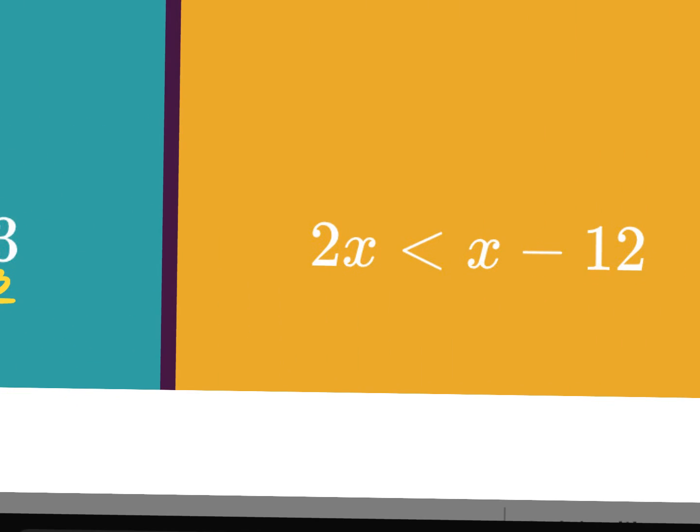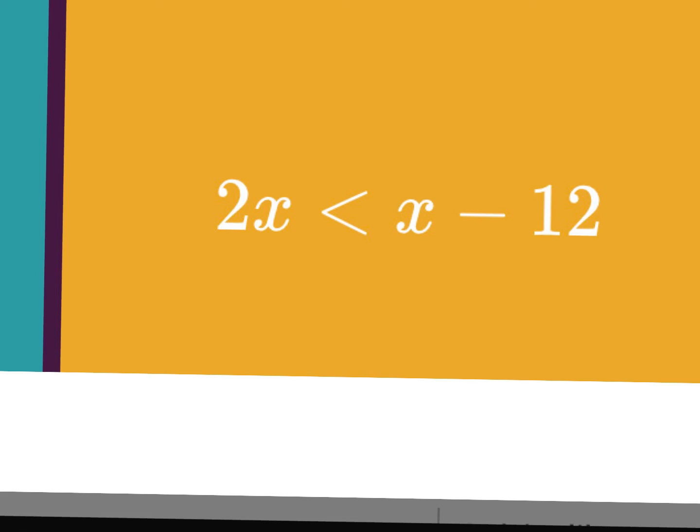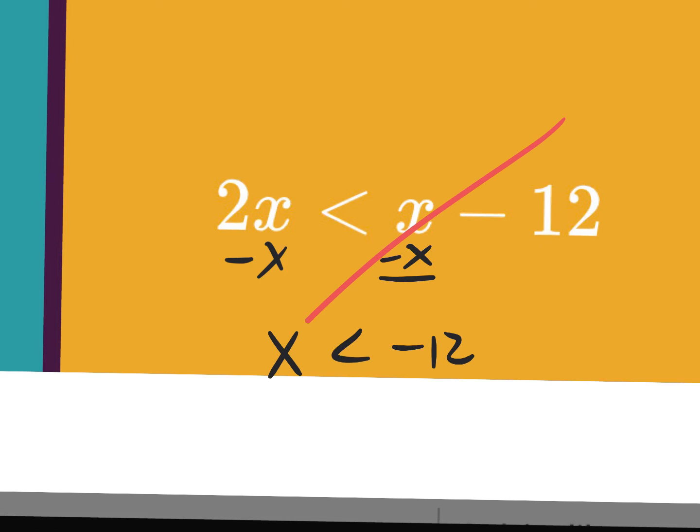Let's look at this one over here. We need to solve for this one. Let's get x by itself on one side. I would subtract x to get rid of the x on the right side. What you do to one side, do to the other, subtract x. We will end up with x is less than negative 12. That's not it either.